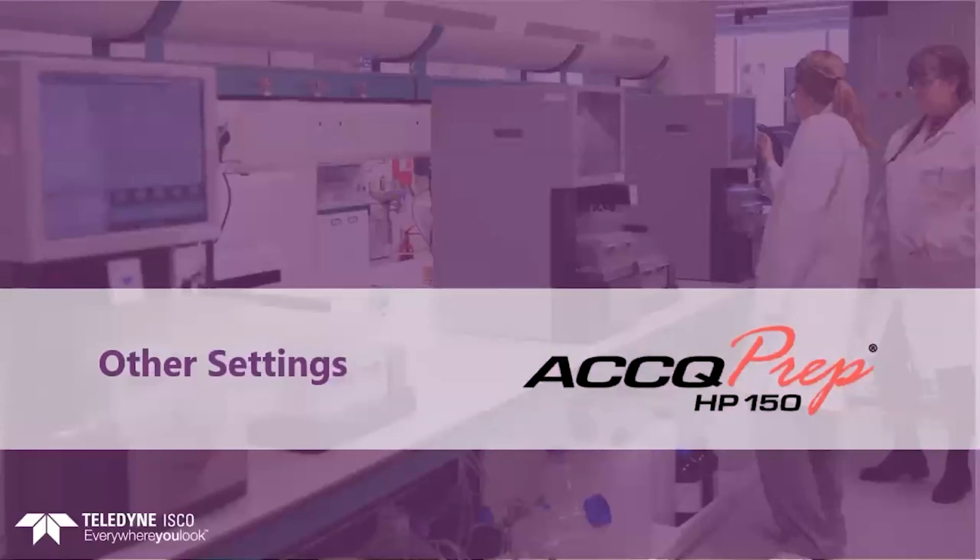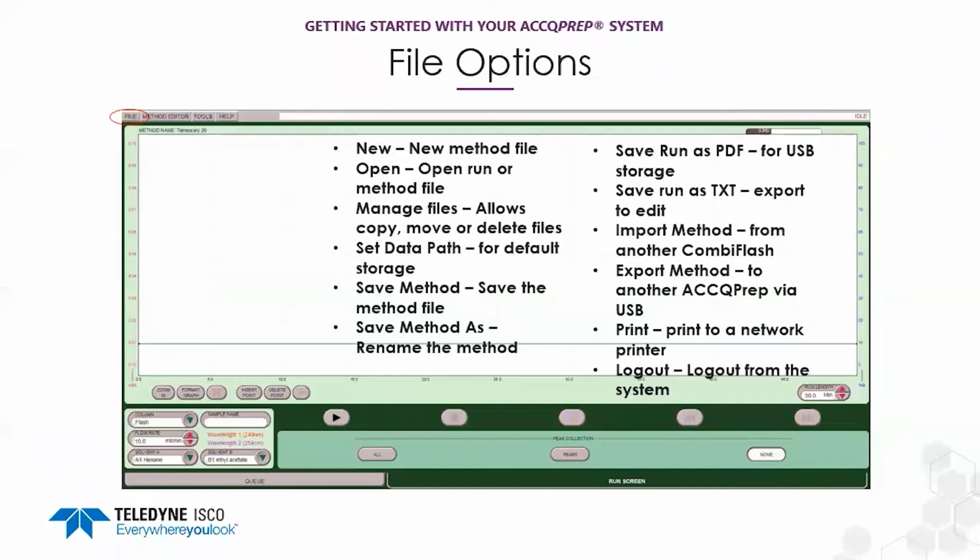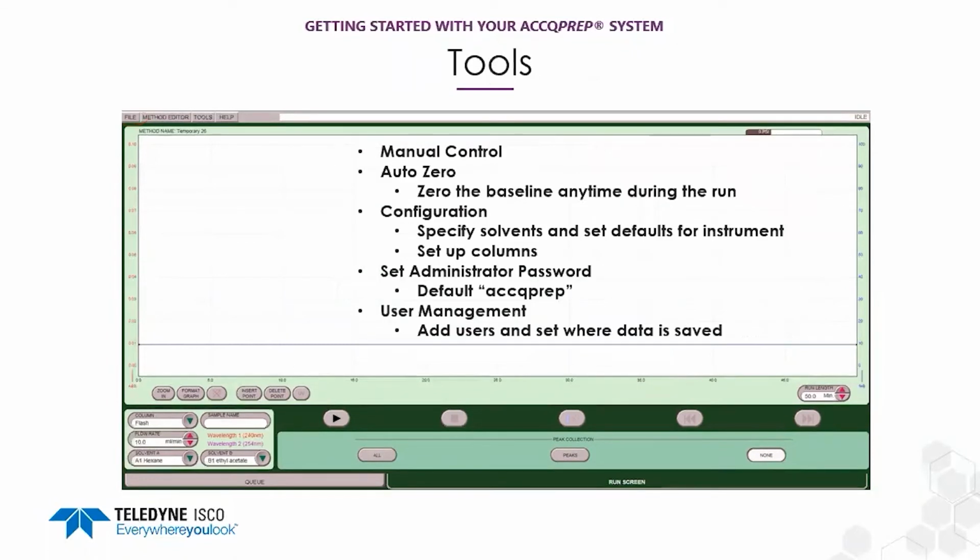We will talk about the main screen at this time. Under the File menu, there are a number of items for saving files. File Open and File New are the most commonly used items. File Open is used to open an existing file for review. File New creates a default method from the currently selected column. You can save the run that you open as a PDF or text to a USB drive.